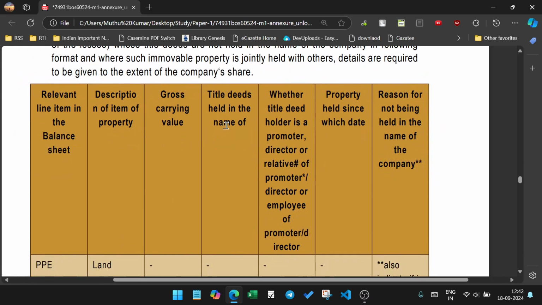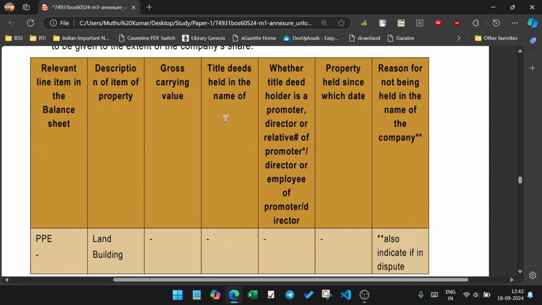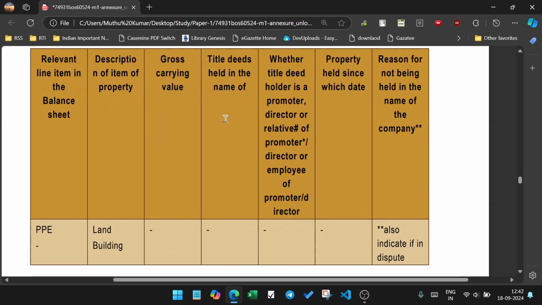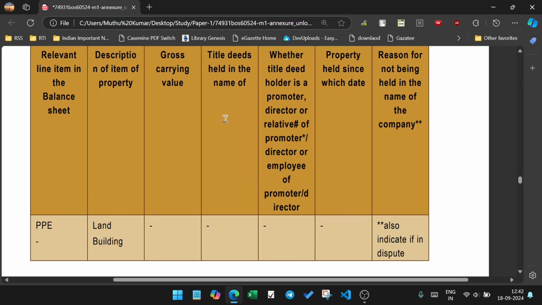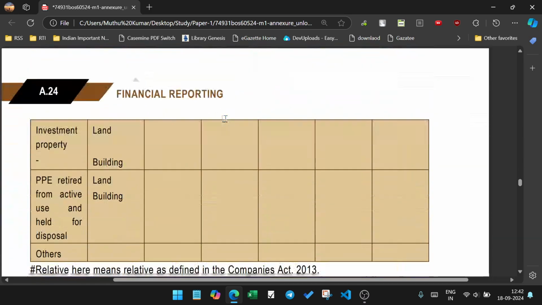Relevant line item in the balance sheet: PPE, description of the property: land, building. Gross carrying value. Title deeds held in the name of. Whether the title deed holder is a promoter, director, or relative of a promoter, director or employee of a promoter. Property held since which date. Reason for not being held in the name of the company.